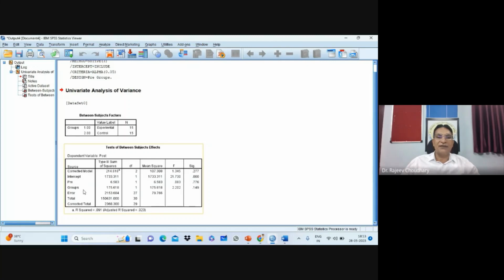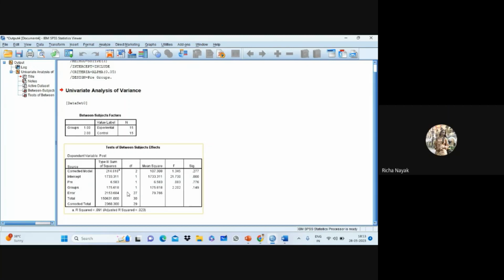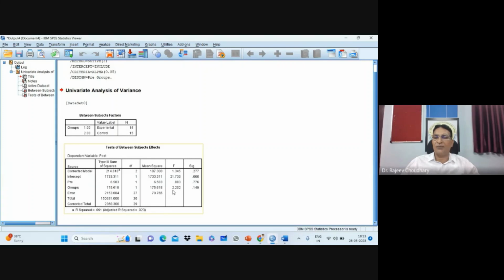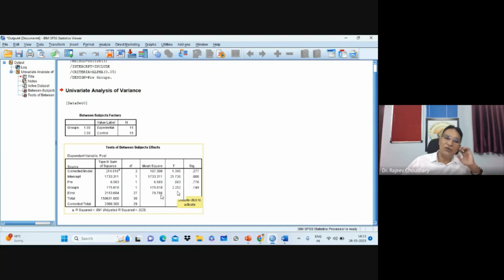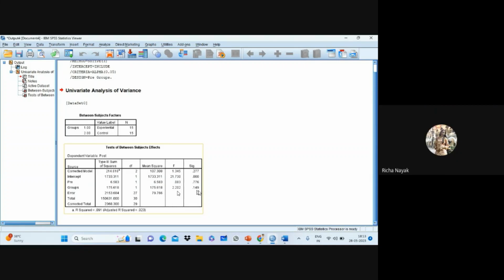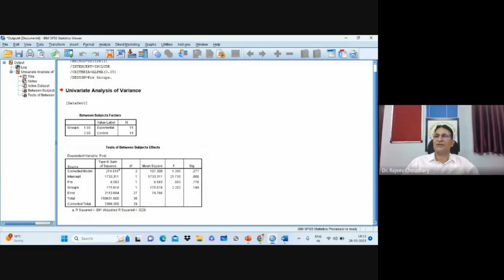Where is my cursor? Groups. What is the F value in front of group? 2.02. And this is insignificant. It means there is no significant effect of morning walk on blood pressure. Is it okay? Yes, sir. We have discussed this.